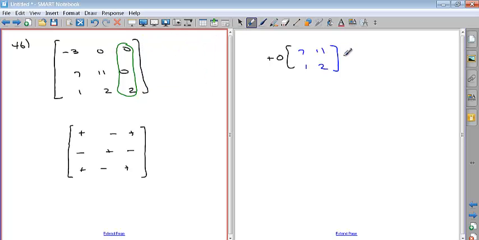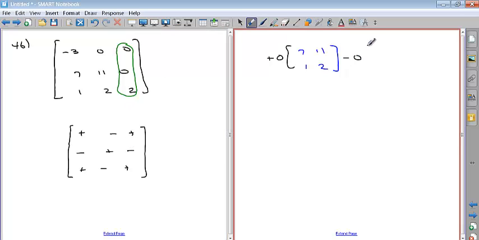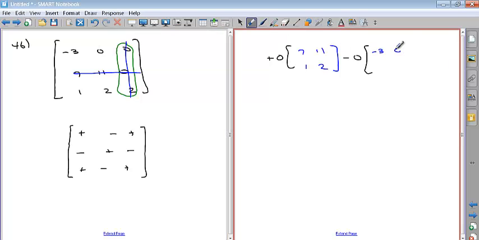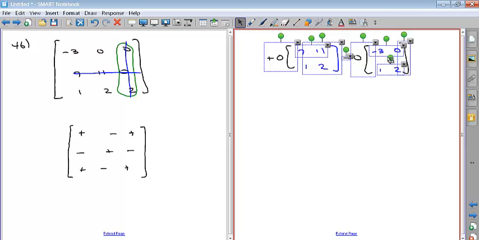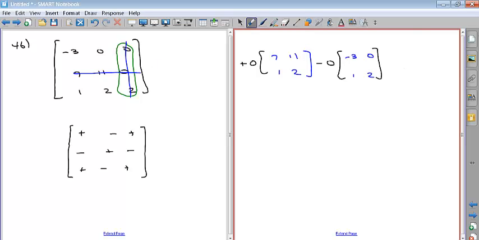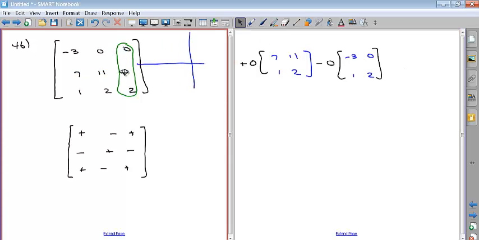Okay, second part, minus, because this term here, minus 0 times. So you take that and you mark out these two. That leaves negative 3, 0, 1, and 2. Of course, those both are going to be 0. And then you have the third one, which is the last thing, which is the only one that actually counts here.